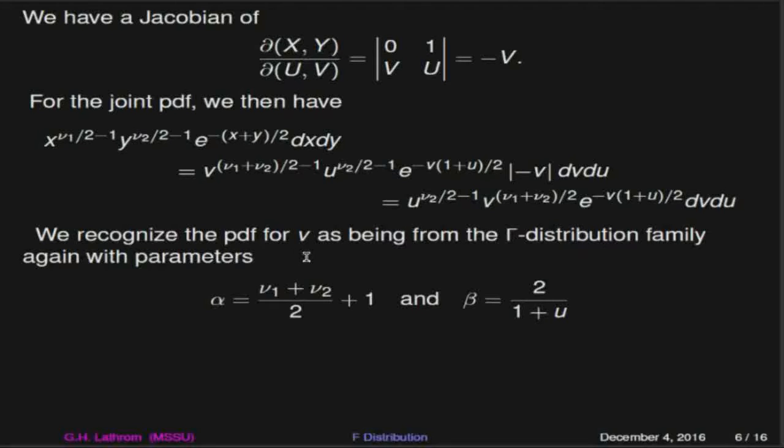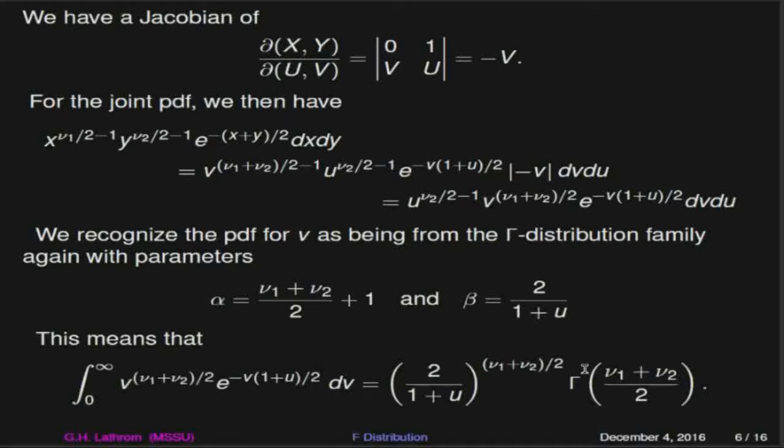And so it may not look like we really gained any ground, but let's look at the PDF for V. The PDF for V is actually from the gamma family of distributions. So it's a gamma distribution with a parameter for alpha being (nu sub 1 plus nu sub 2) over 2 plus 1, and the beta being the scale parameter just being 2 over 1 plus u. And so that means that for the integral with respect to v, we know what that integral is going to be in terms of the gamma function.